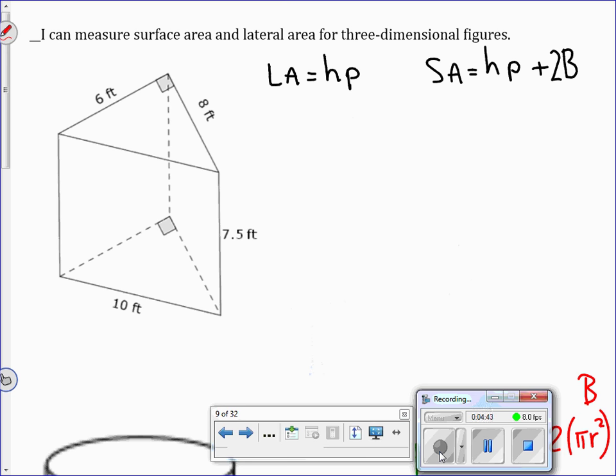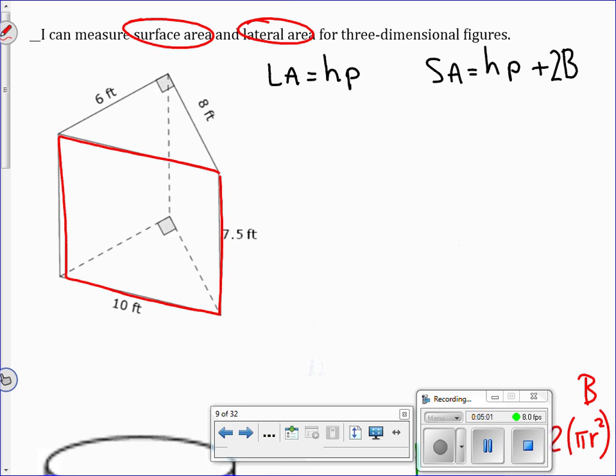All right, so let's take a look at this prism. And again, this is a triangular prism, and we're going to look at lateral area and surface area, two different concepts but closely related. So let's start with lateral area. Lateral area is the sum of all the sides of this prism. And in this case, all the lateral faces are going to be rectangles. Hopefully you can see that.